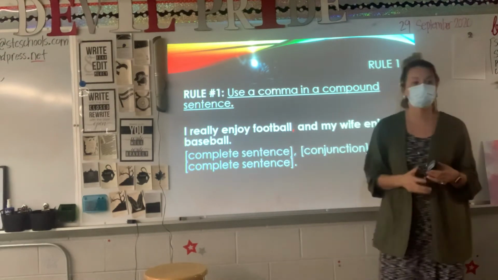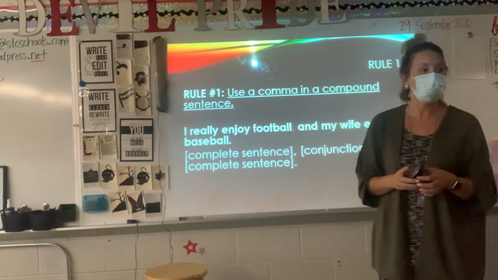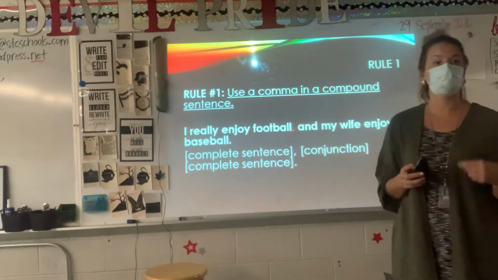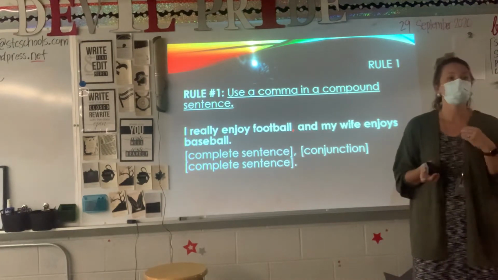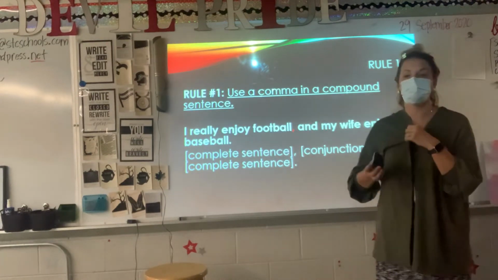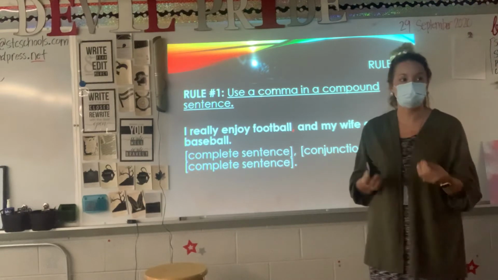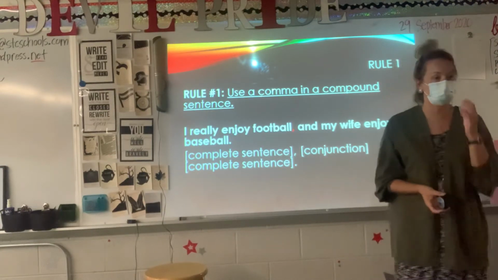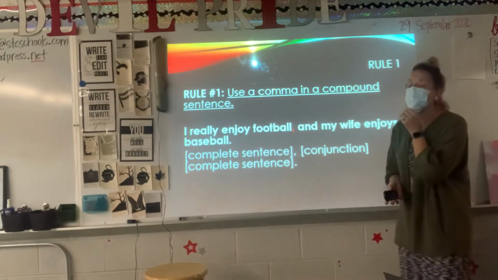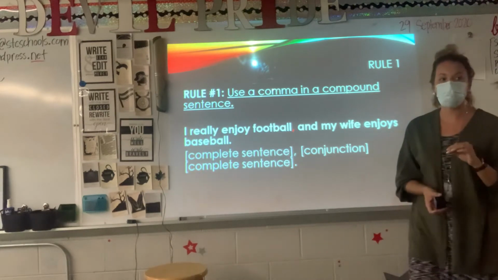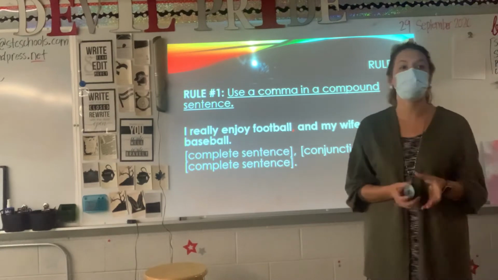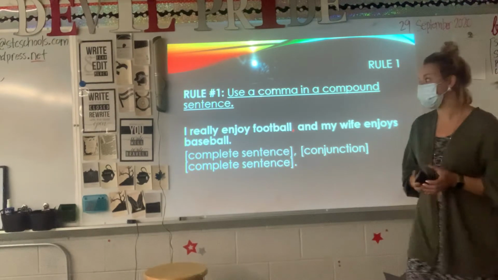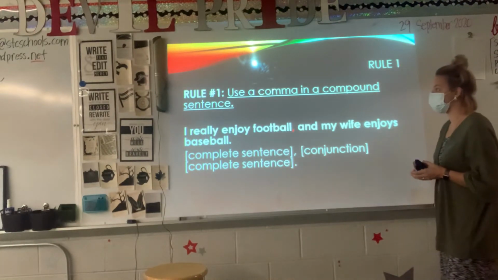Take a second for your rule number one and come up with your own simple sentence to solidify, all right, I've got to have two complete sentences in order to make this rule work. So remember, just because you see "and" does not mean it gets a comma. That's the number one mistake I see on junior papers, putting a comma where you don't need it.